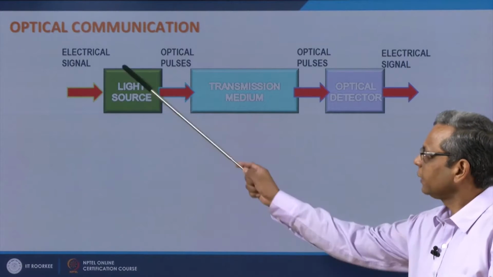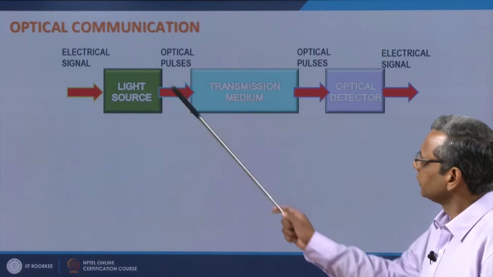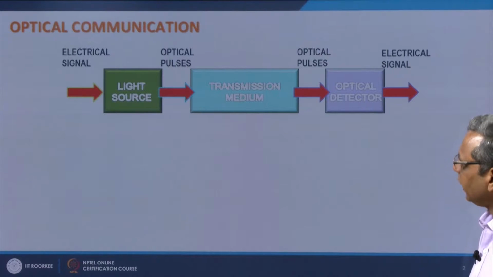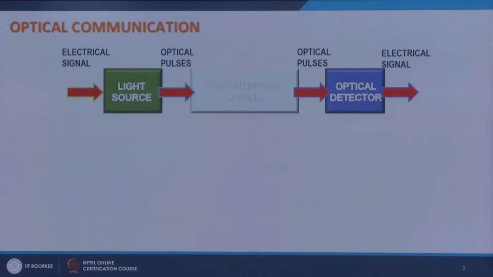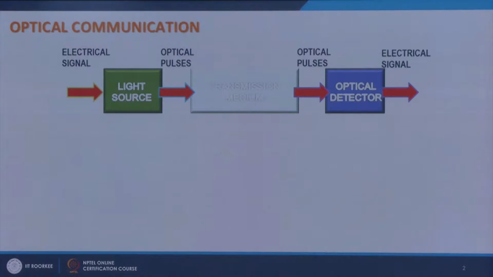So, it has an electric pulse train. This electric pulse train modulates the light source and generates optical pulses. These optical pulses are sent through the transmission medium, which is optical fiber, and after travelling through this optical fiber, they are received at the optical detector and are converted back into an electric signal.